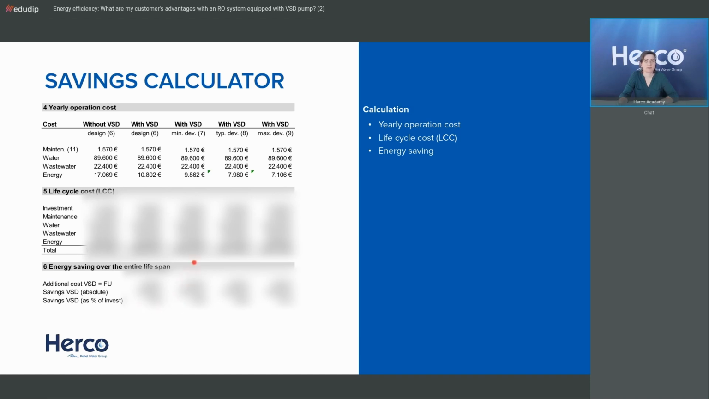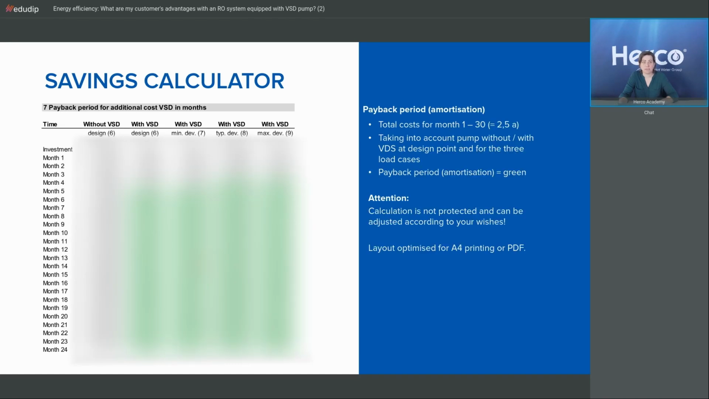Okay. And finally, we'll come to the thing which maybe is the most important for the client in the beginning, and that's the amortization or payback period. Here we show you again the different load cases, so you can choose which load case you want to look at. Maybe you know already that the client is quite far away, you need to use maximum deviation. Maybe you know you have less deviation. Typically, we recommend that you compare this column, so without variable speed drive, with variable speed drive and typical deviation, because this is what we usually see out in the field.